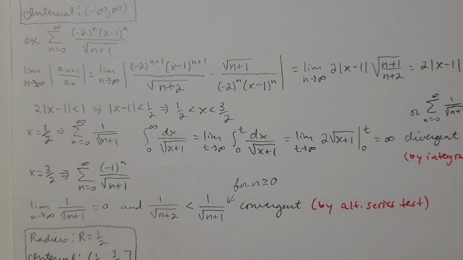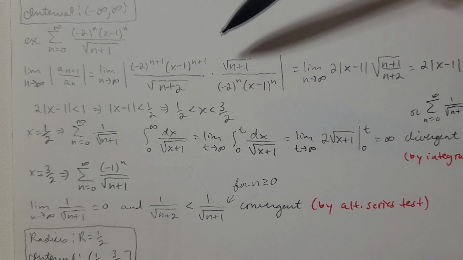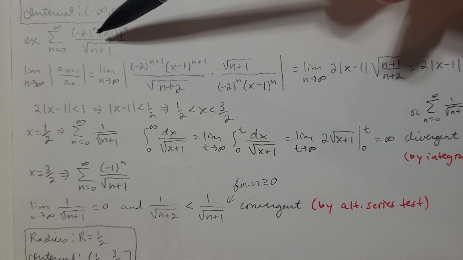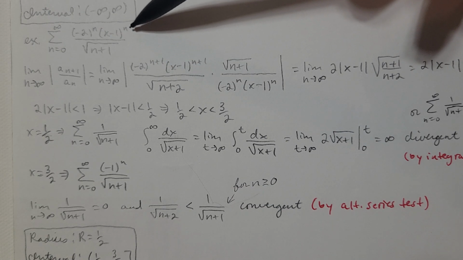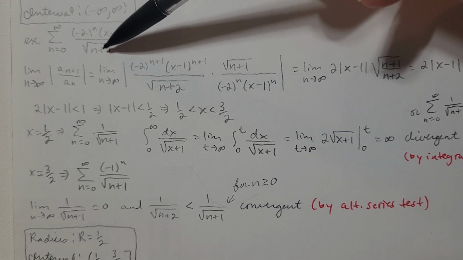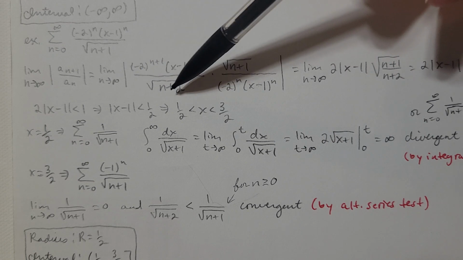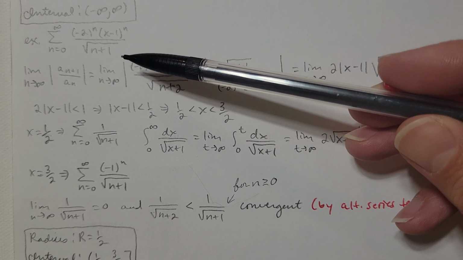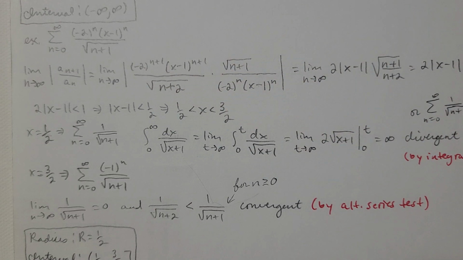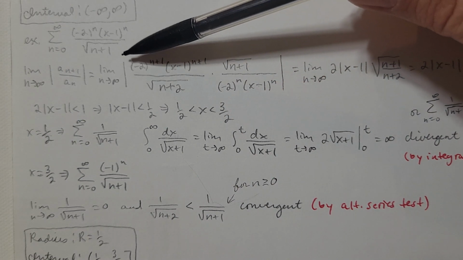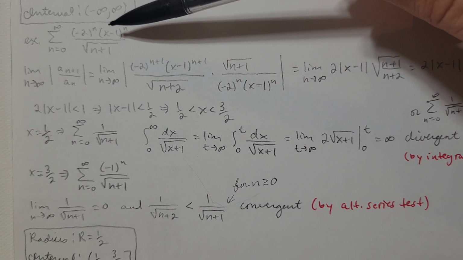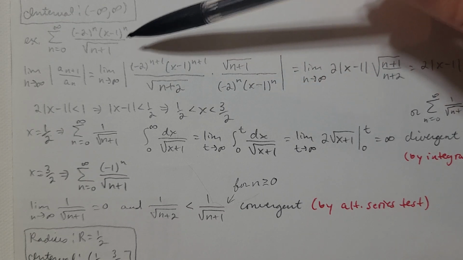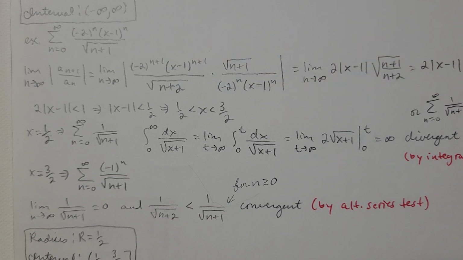So let's see, a sub n plus 1 means I got negative 2 to the n plus 1 times x minus 1 to the n plus 1 divided by the square root of n plus 1 plus 1, that's the square root of n plus 2. Okay, and then I'm going to multiply this by the reciprocal of this sequence. So when I flip that, I'm going to have times the square root of n plus 1 divided by negative 2 to the n times x minus 1 to the n.